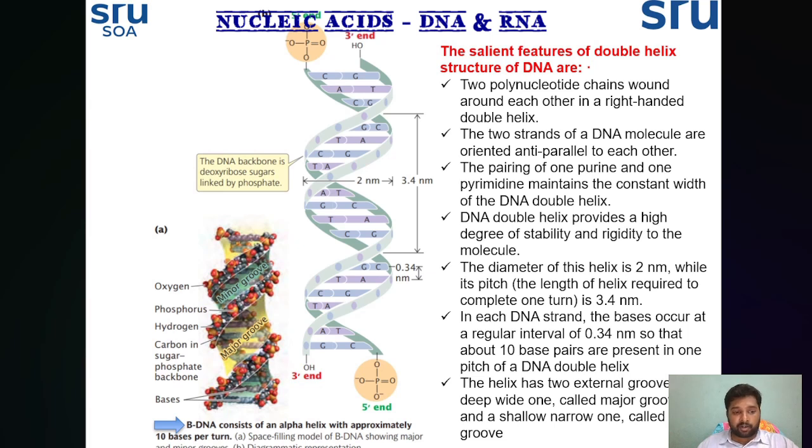For denaturation, we need to break the bonds. We need to divide the strands by breaking the hydrogen bonds by heating the DNA to a high temperature of 100 degrees centigrade, and for renaturation we need to maintain a temperature of 20 to 25 degrees centigrade, and this renaturation is also called annealing. So these are the salient features of the double stranded helical structure of DNA.